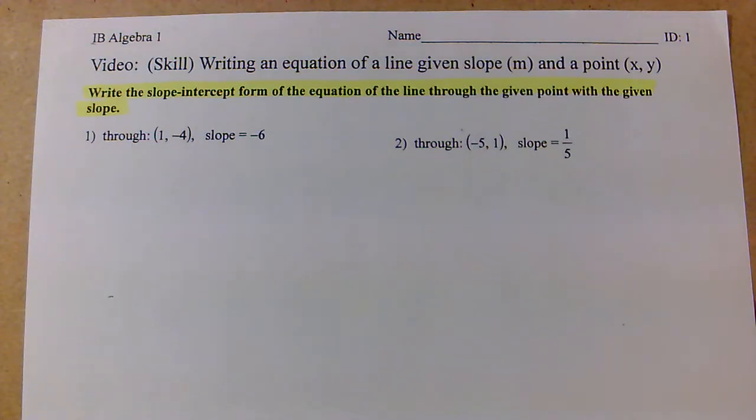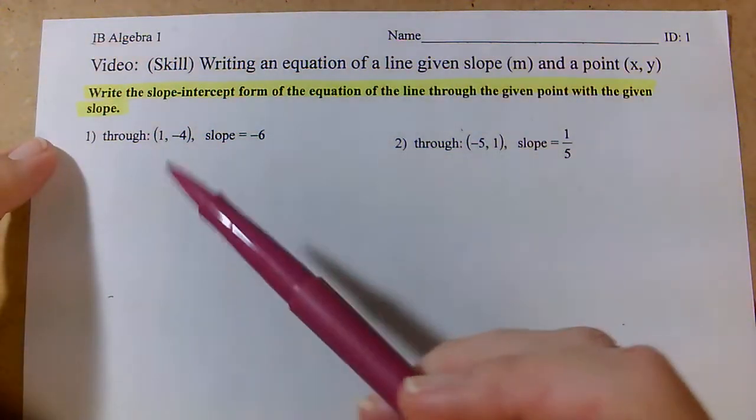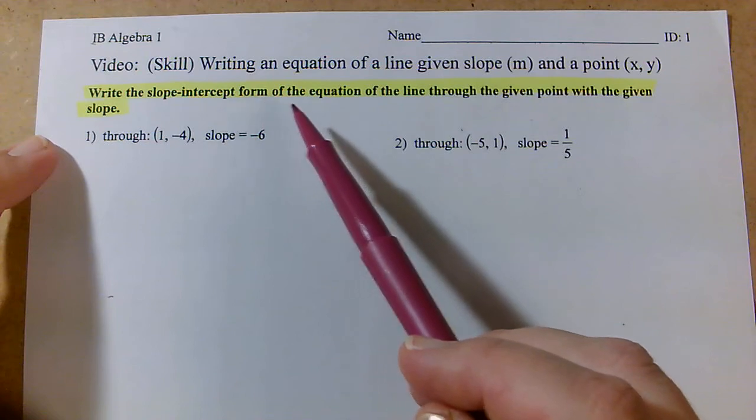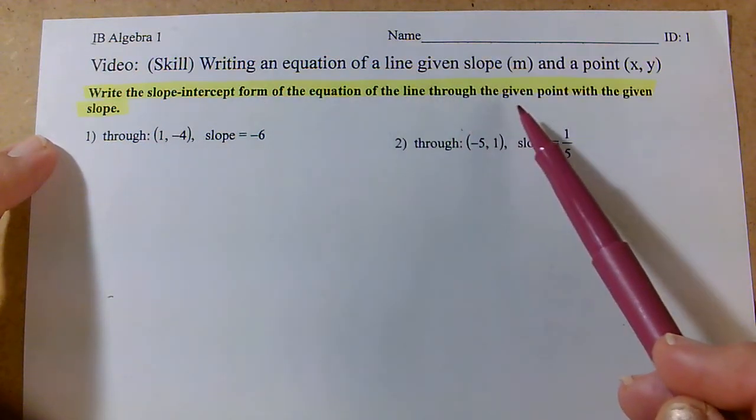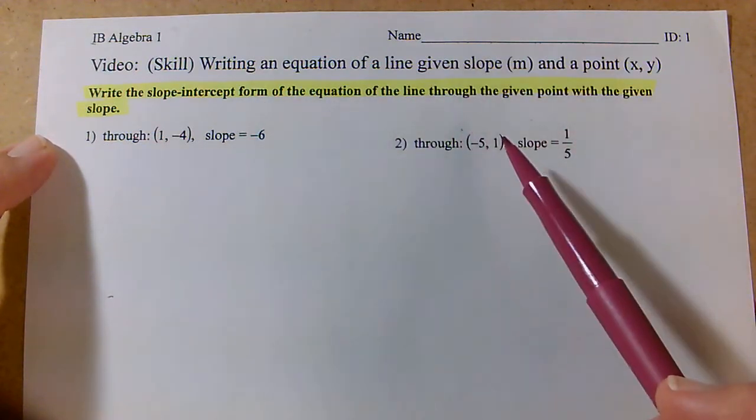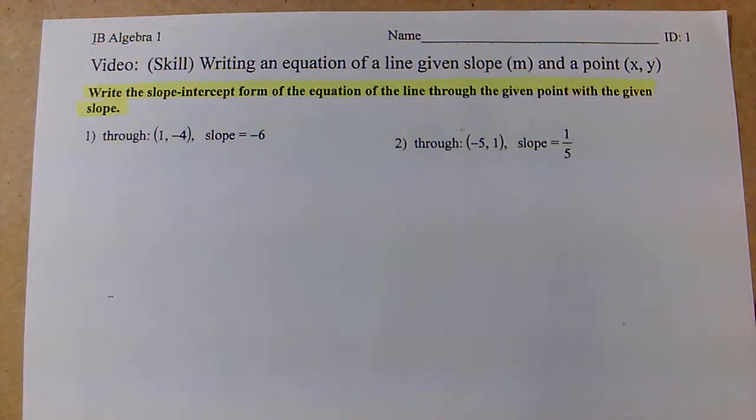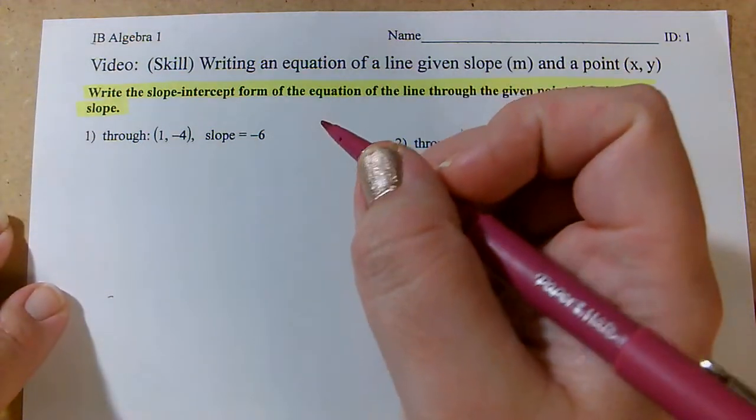So you'll notice I've highlighted the directions here. I want to annotate them quickly. The directions say write the slope-intercept form of the equation of a line through the given point with the given slope. So those are general directions for all of these problems that we're going to be doing. But I want to talk about what a couple of the things mean.